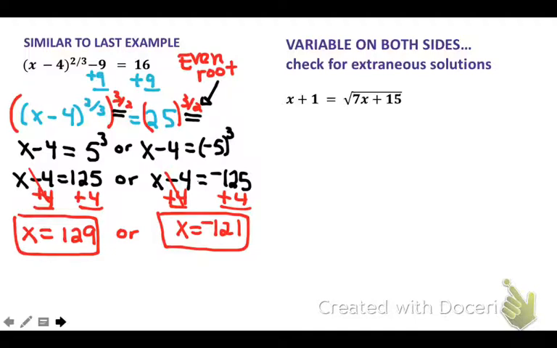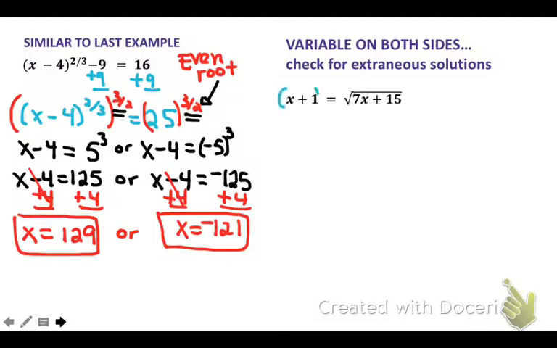Now let's look at a problem with variables on both sides. And because we have variables on both sides, we'll be squaring both sides. We could be dealing with extraneous solutions. In an extraneous solution, you do the work correctly, but the answer might not actually be a true answer when you put it back into the equation.